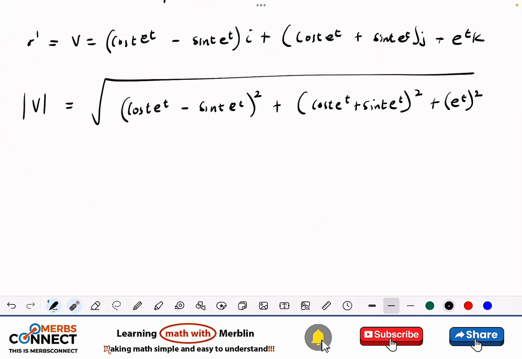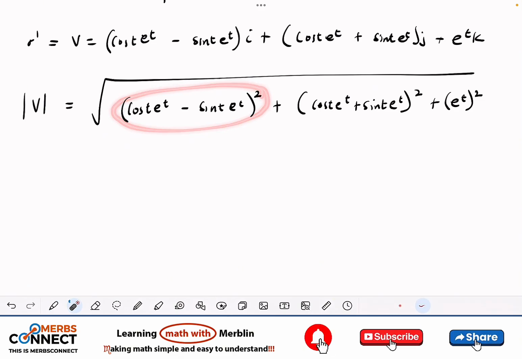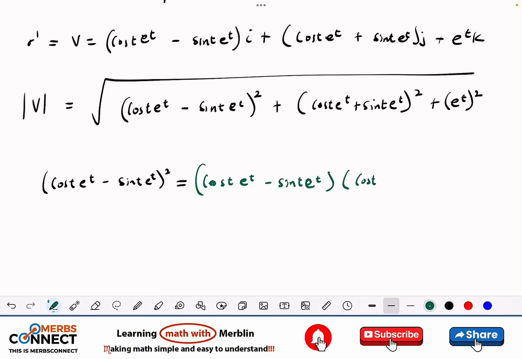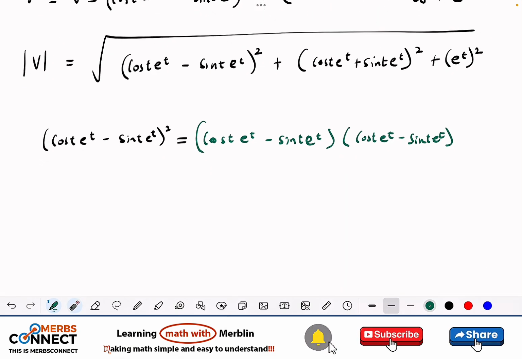Let's see something here. Now, what I'm going to do is take them one by one and then expand. So let me just pick (cos t e^t − sin t e^t)² and then expand. This is the same as (cos t e^t − sin t e^t) times (cos t e^t − sin t e^t). So let's do the expansion.